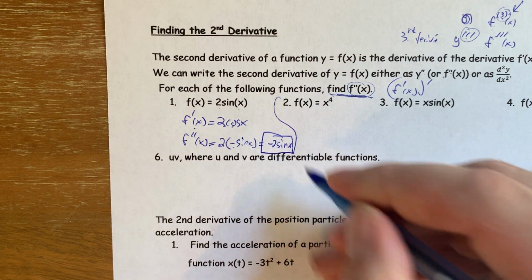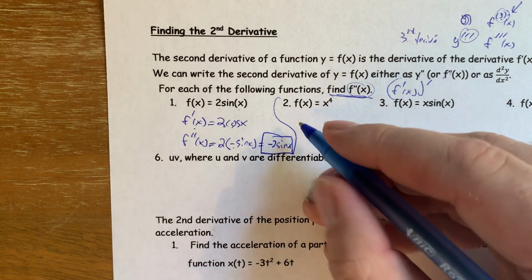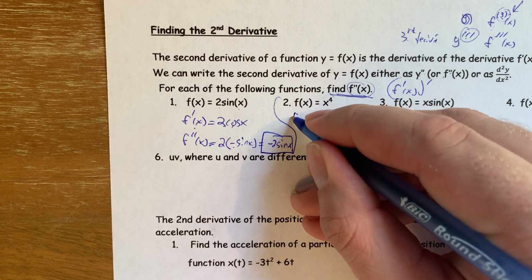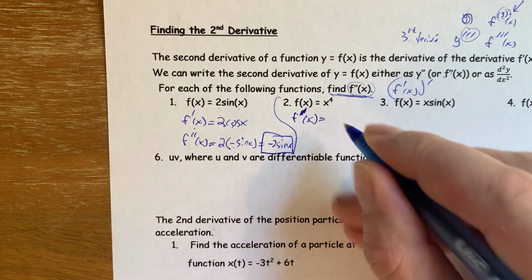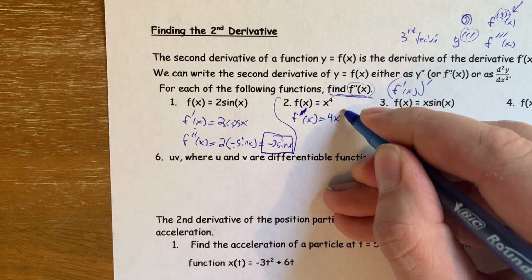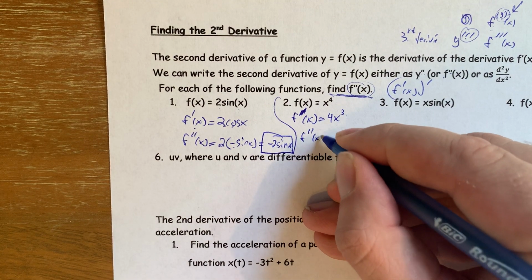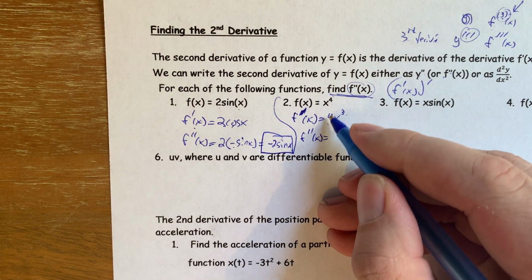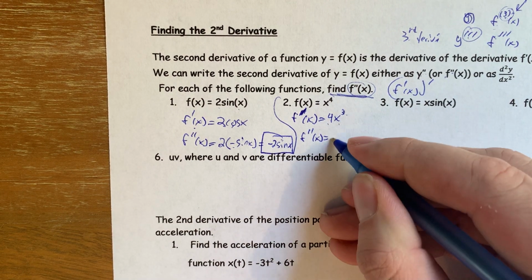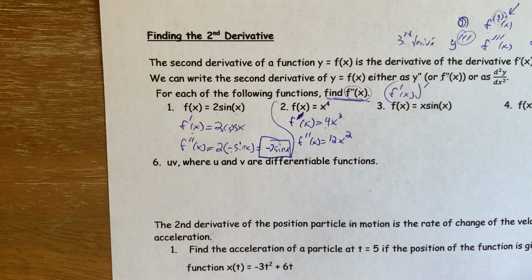Okay, why don't you guys try this one on your own? If f of x equals x to the 4th, what is f prime prime of x, sorry. We always find the first derivative first. This is power rule: 4x cubed. We multiply by the power and lower the power by 1. And we're going to do the derivative of that as well. This is a constant multiple times a power rule, so we leave the constant multiple alone and multiply by the power. So 3 times 4 is 12, and we lower the power by 1, and there we go, 12x squared.